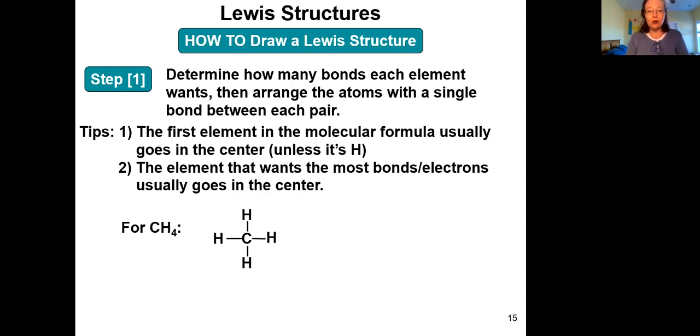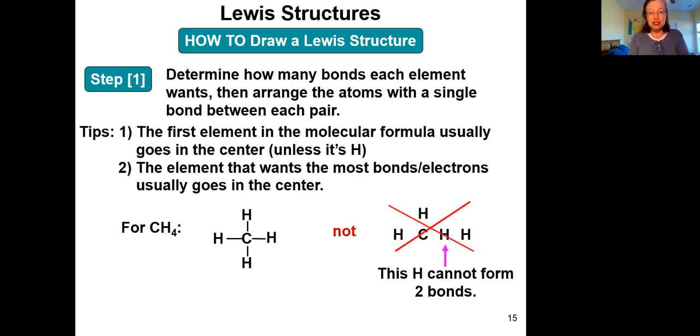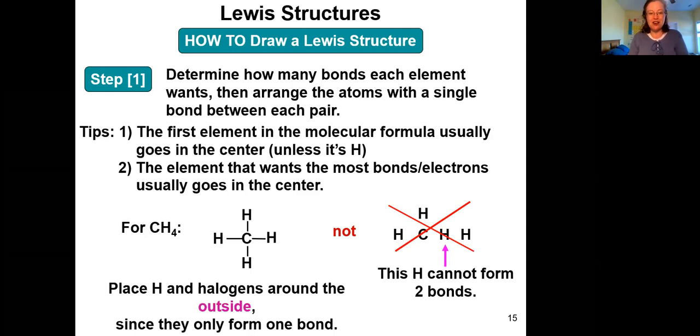Now, what would not work? Something like this isn't going to work. This hydrogen cannot form two bonds. He's not going to be between two atoms. Also, carbon's not happy. If he just has three single bonds, we've got an upset king on our hands. Make sure carbon gets 4. We're going to have our hydrogens and halogens around the outside since they only form one bond.